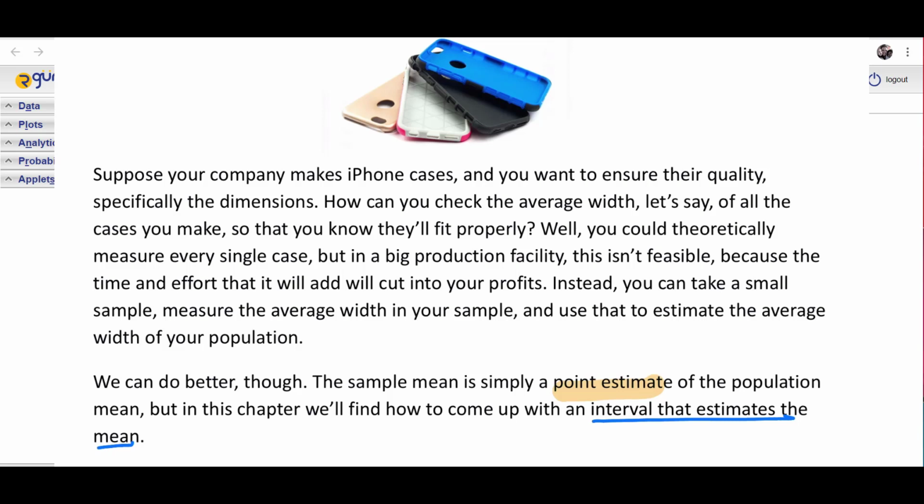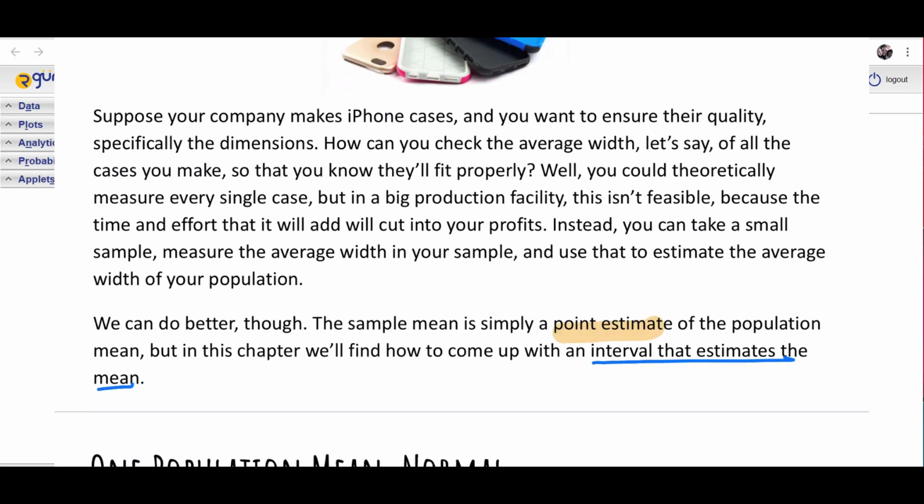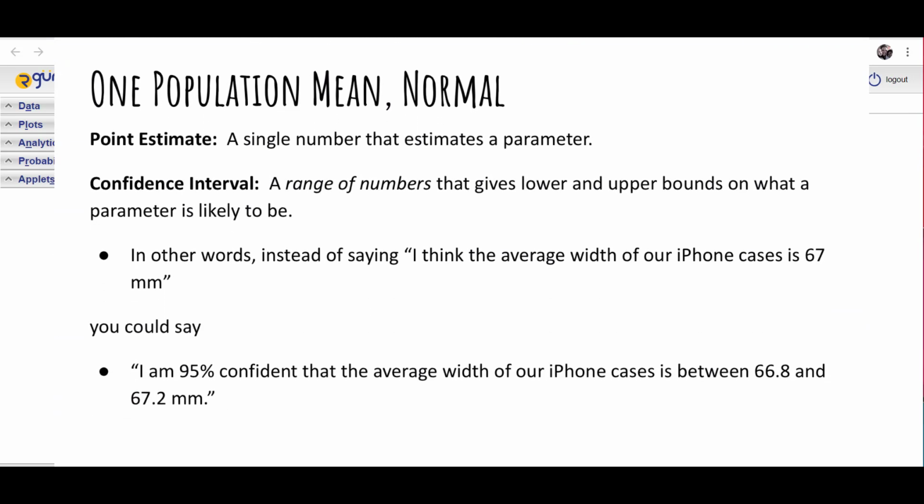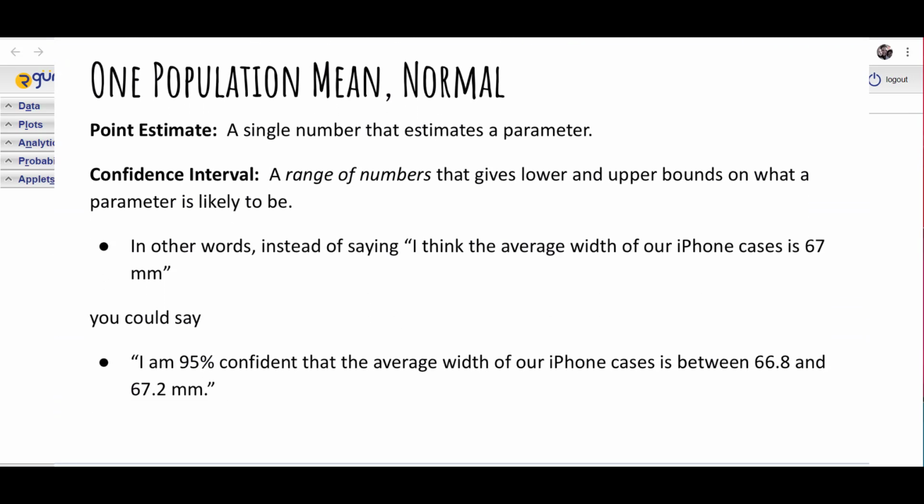So instead of saying the population mean is this exact number, we're going to say we're not exactly sure of the exact population mean, but we can tell you with confidence that it falls between two specific numbers. So in this video, we're specifically going to be talking about finding a confidence interval to estimate a population mean.